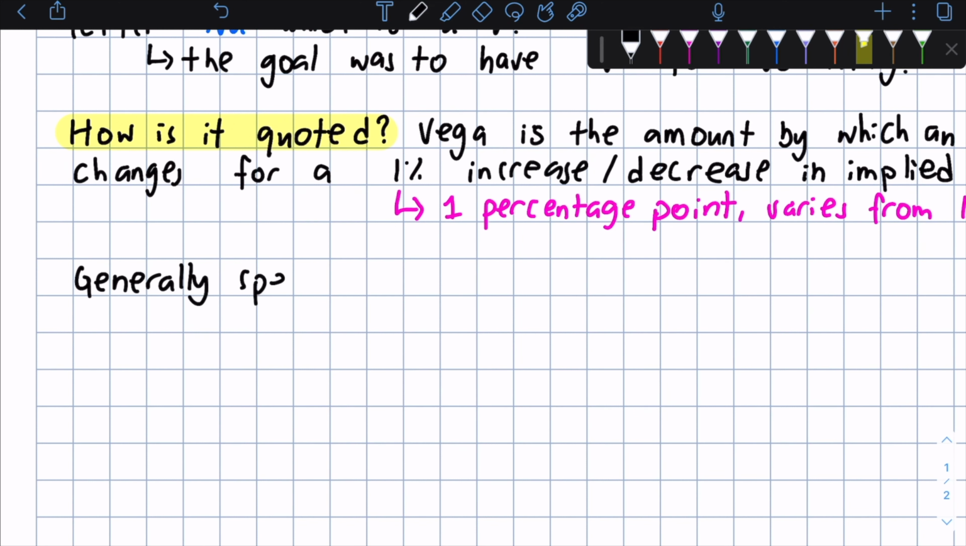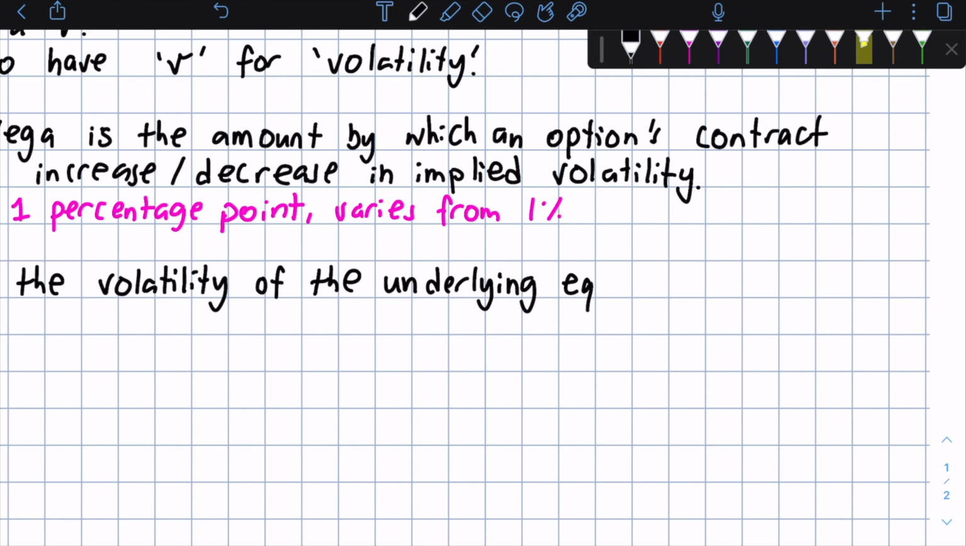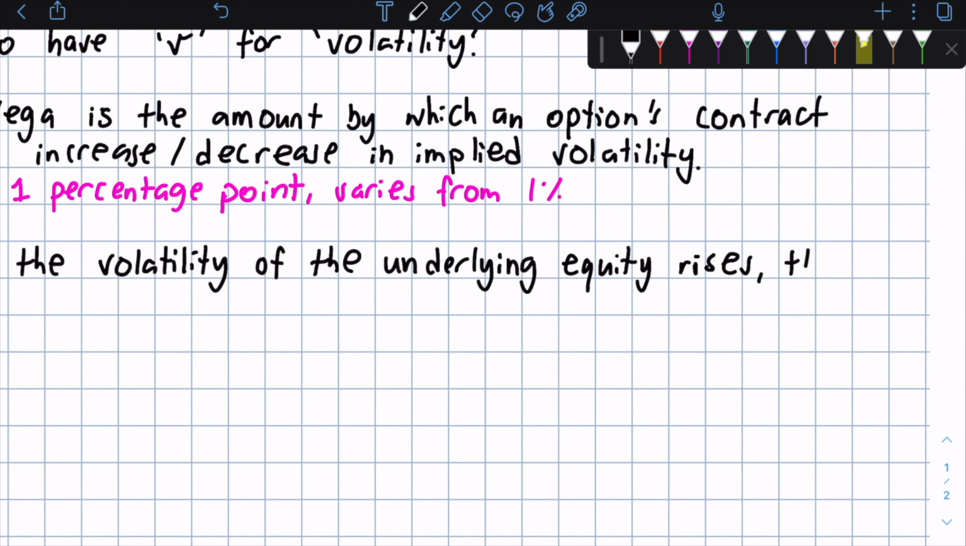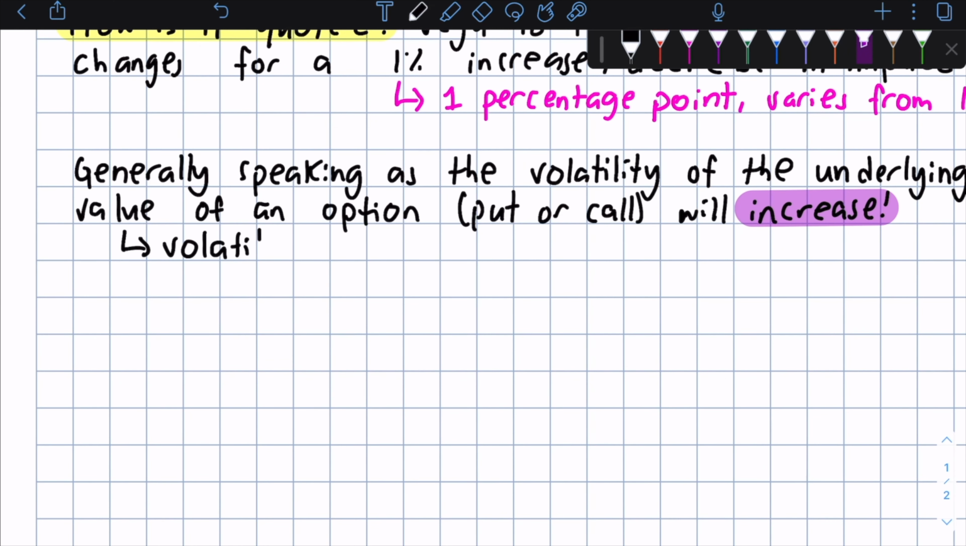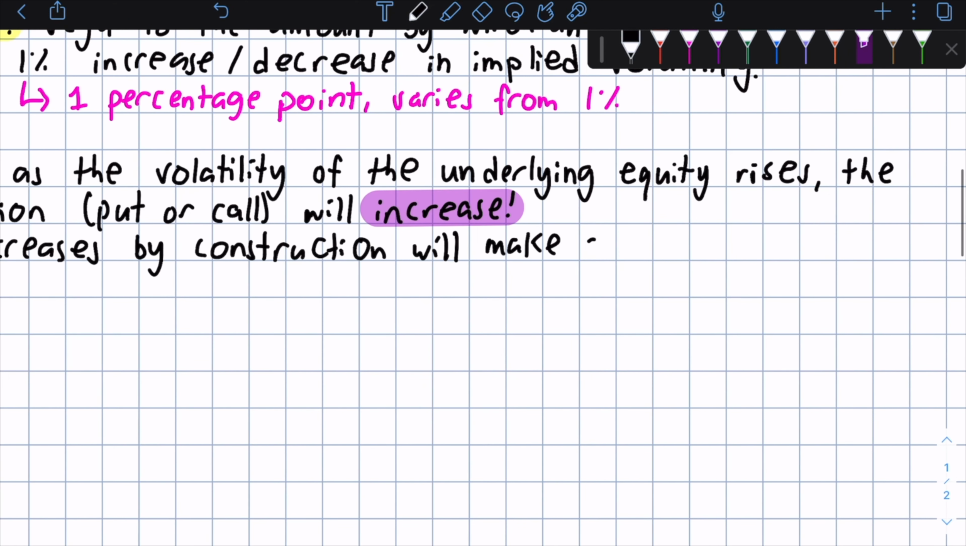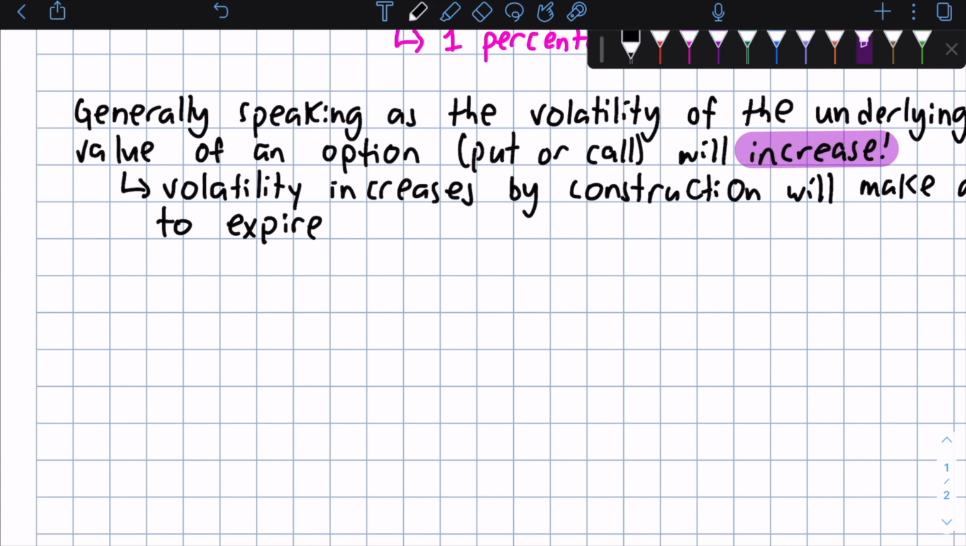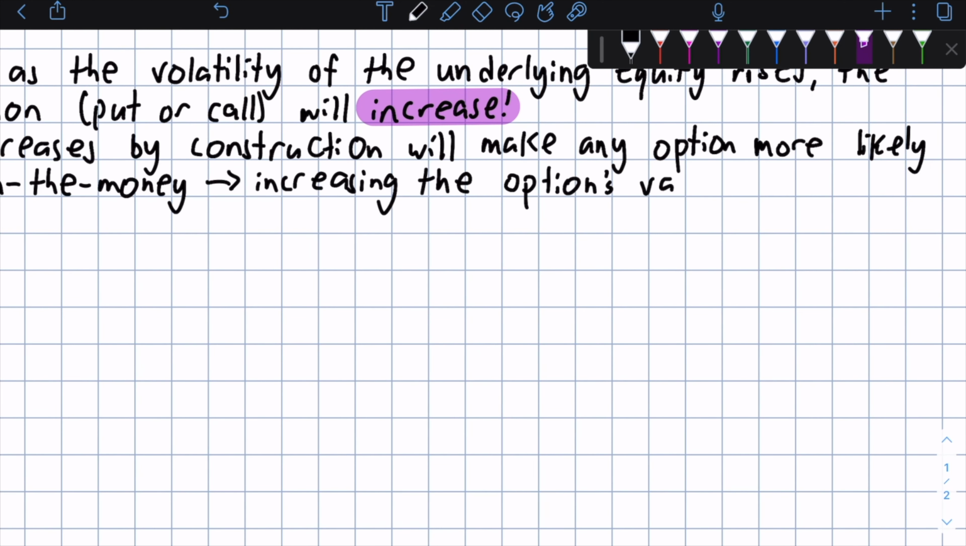Generally speaking, as the volatility of the underlying equity increases, meaning it has more rapid fluctuations in price, the value of an option, be it call or put, will increase. So when volatility increases, this will make any option more likely to expire in the money, which increases the option's value. And this makes logical sense. When there are more wild fluctuations, there's a higher chance that you could be profitable.